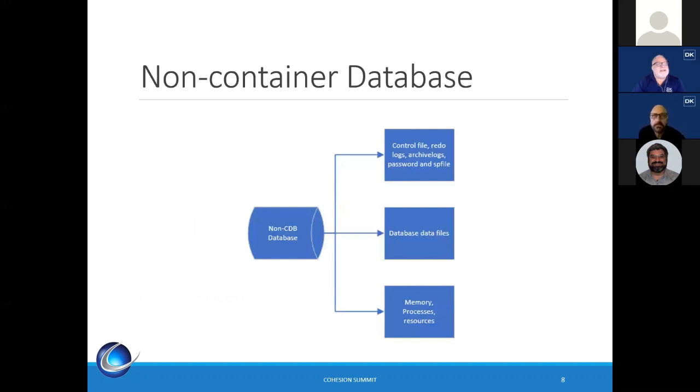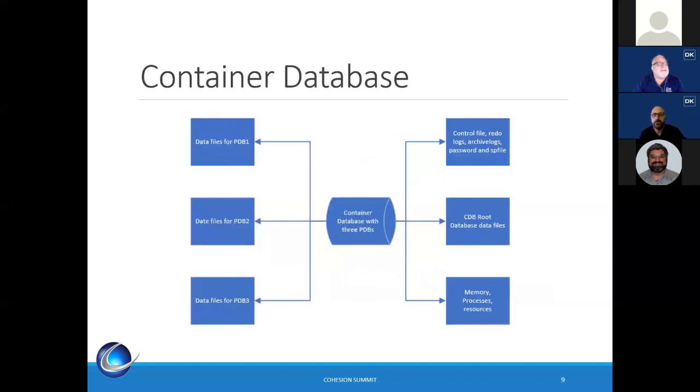Okay, this is a non-container database, what you would have had at 10G, for example, or what you may have now in 19C. It has your control file, redo logs, archive logs, password, and SP file, as well as database data files, and memory processes and resources. Then you have a container database. It has the same things on the right-hand side for your root container. And then you have your data files for your individual pluggable databases that are contained inside the database, so that one database serves multiple databases, virtual databases effectively.